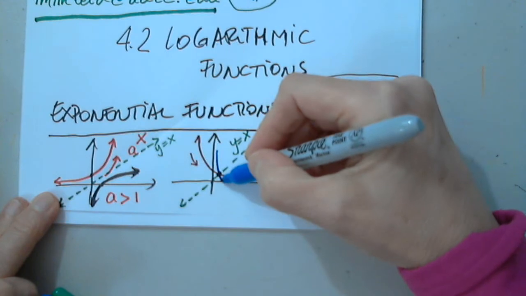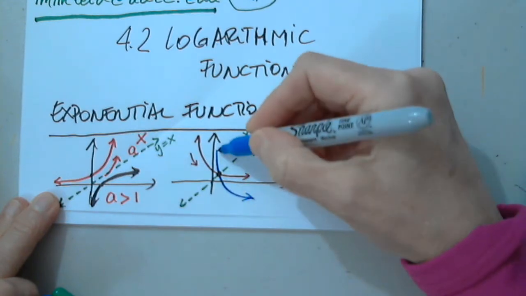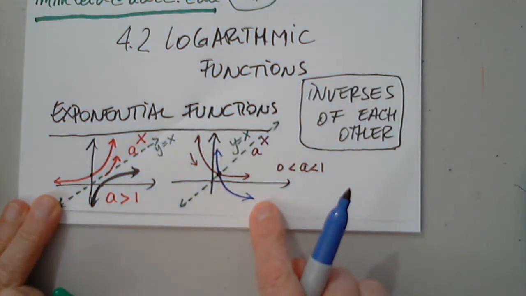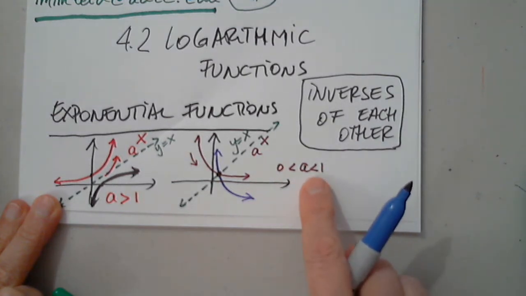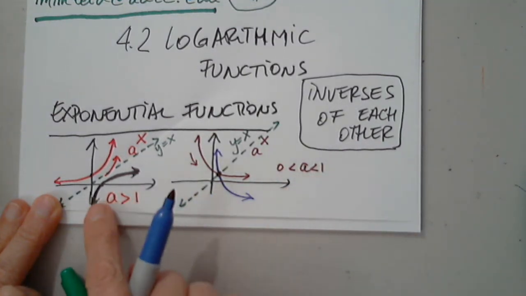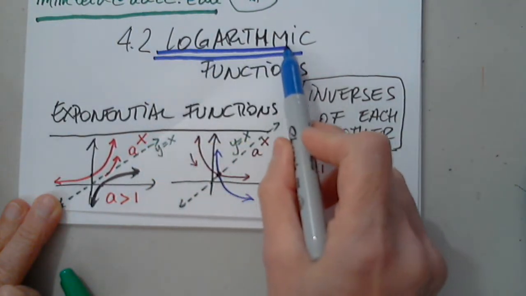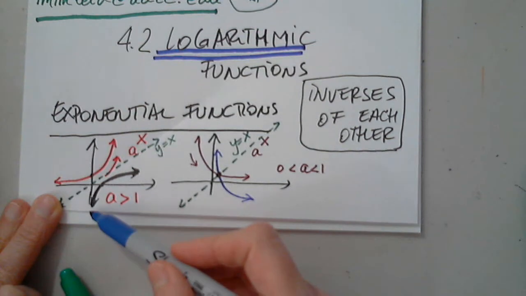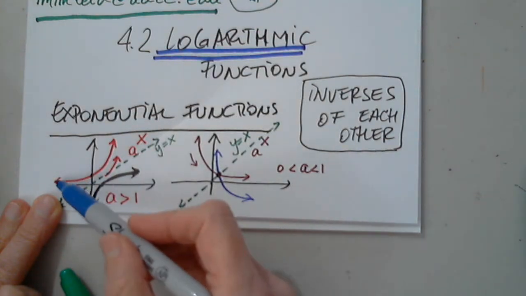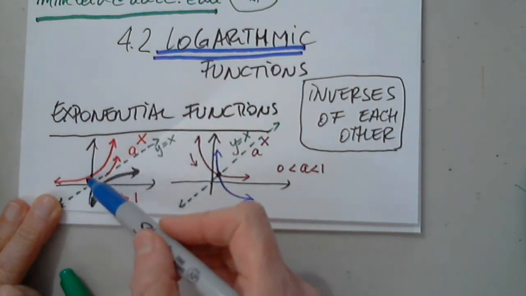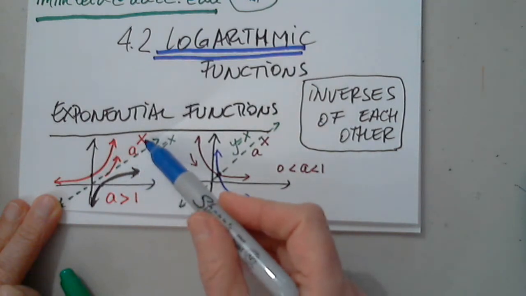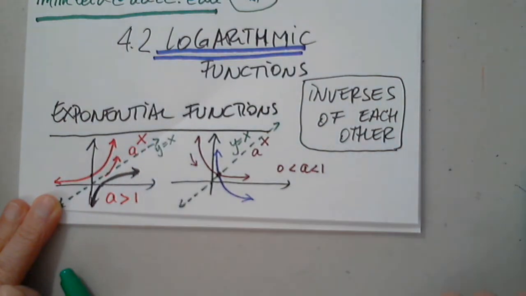Here is the graph of the inverse function of a to the x when the base is less than 1. What do you think these are? Of course, the graphs of the log functions. So this is the graph of the log function, symmetric with respect to y equals x of the exponential function, a to the x with a greater than 1.